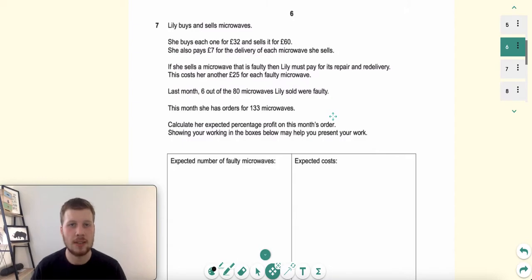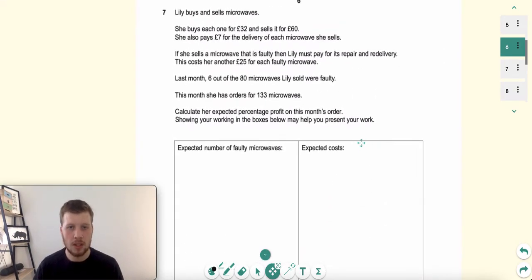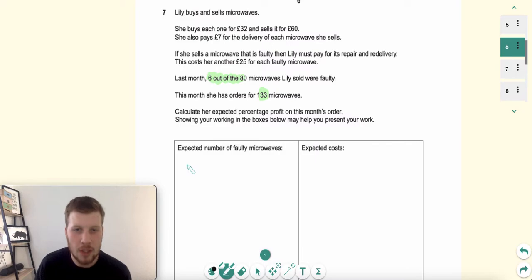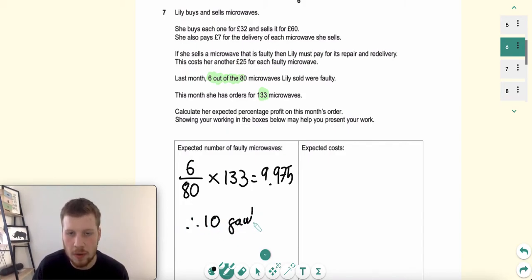Question 7, Lily buys and sells microwaves. This is a very important question to make sure that your workings out is nice and neat so you can pick up all the marks. So the expected number of faulty microwaves is what I need to work out first. And looking at this, last month, 6 out of the 80 microwaves were faulty, and she's now ordered 133. So if 6 out of 80 is faulty, and she's now ordered 133, I need to multiply this proportion by 133, and that's going to give me an answer of 9.975. So therefore, I can assume that 10 are going to be faulty.